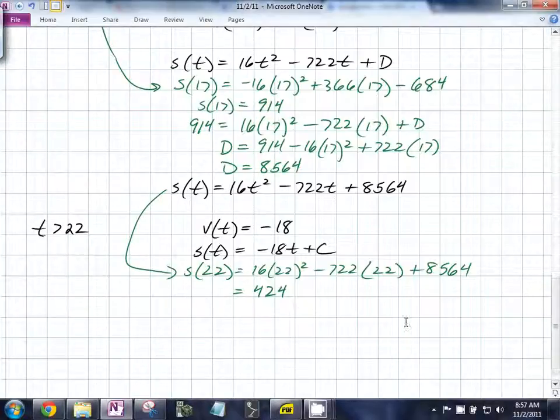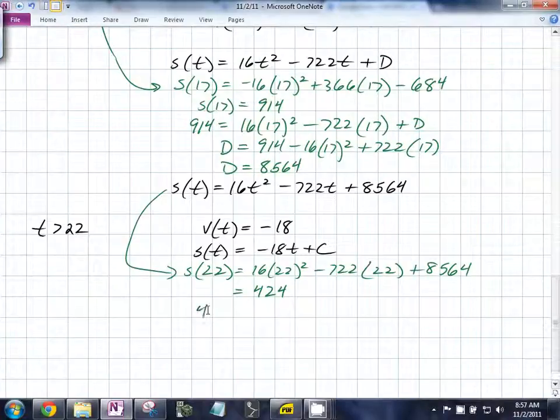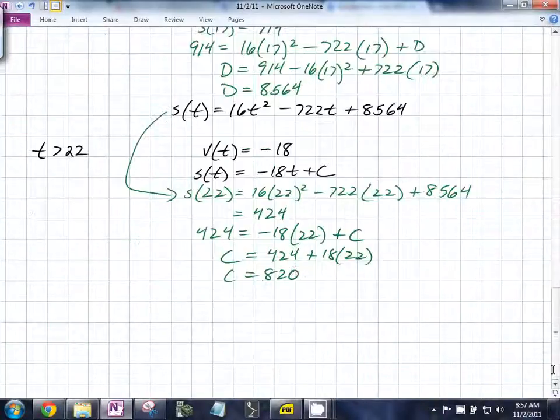So what's c equal to? 790. 820. 424 plus 18 times 22 is what? 820. Yes, thank you. So therefore, what is our final position function going to be? Negative 18t plus 820.